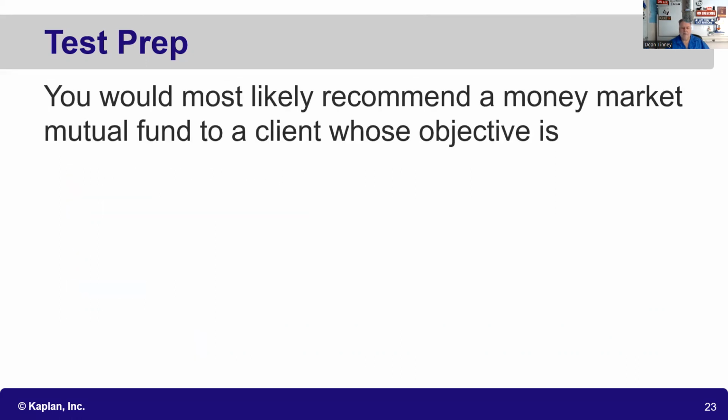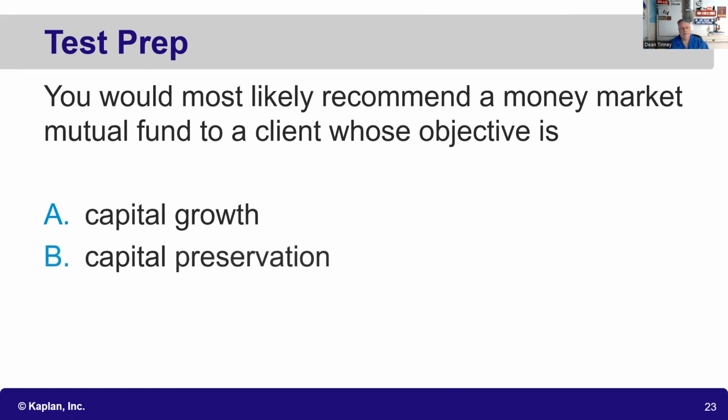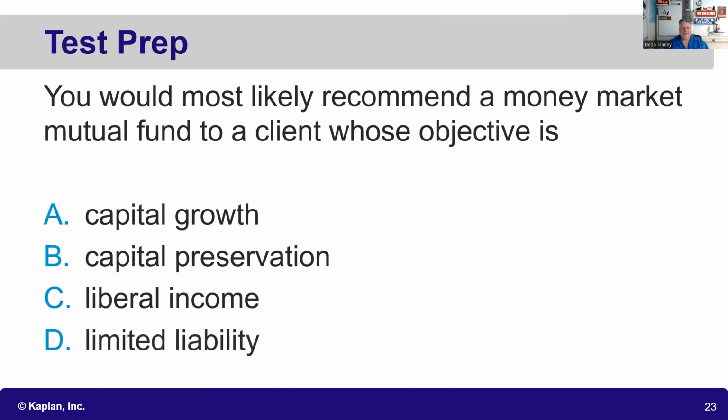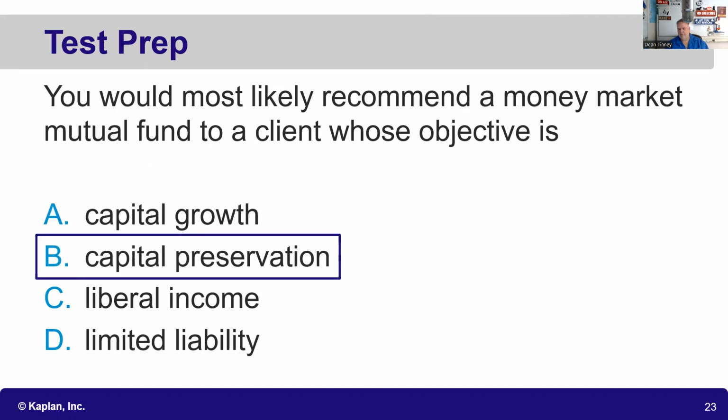You would likely recommend a money market mutual fund to a client whose objective is. So I'm thinking here, safety of principal, that's kind of what I'm thinking before I do the reveal on the answer set. You kind of want to contemplate a little bit about the question before you jump into the answer set. Capital growth, absolutely not. Capital preservation, that sounds pretty good. Let's see what else is available to us. Liberal income, absolutely not. Limited liability, well, it's a mutual fund at the end of the day. We have had mutual funds that kind of break the buck every now and again, but the answer in that answer set is B. That seems like our best answer to that one.